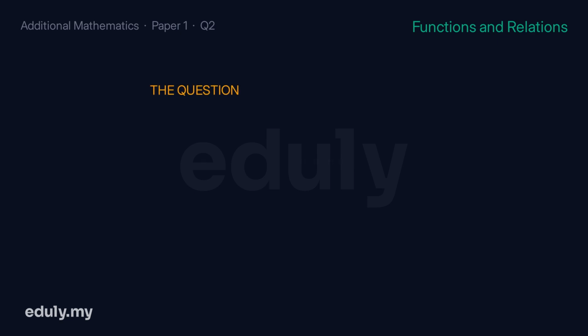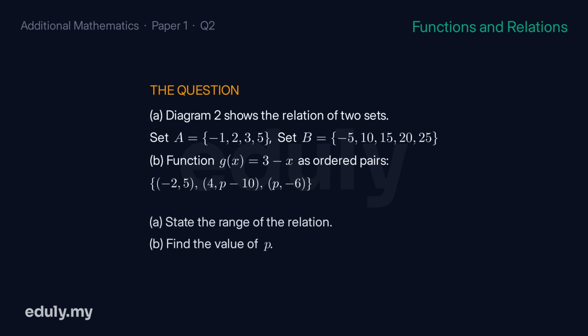Let us read the question. Part A gives a diagram, a relation between two sets, and asks for its range. Part B gives a function written as ordered pairs and asks for the value of p.